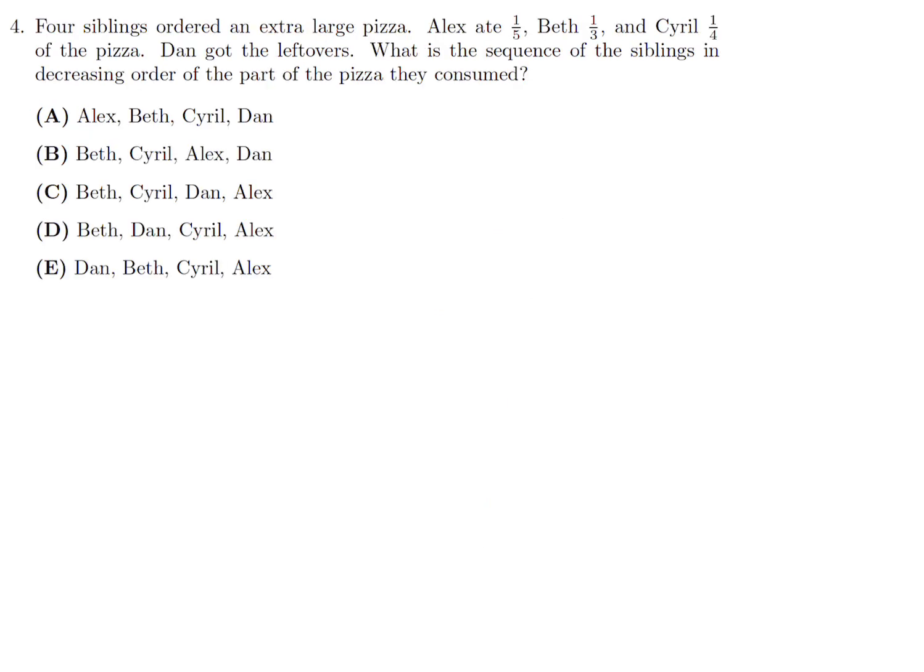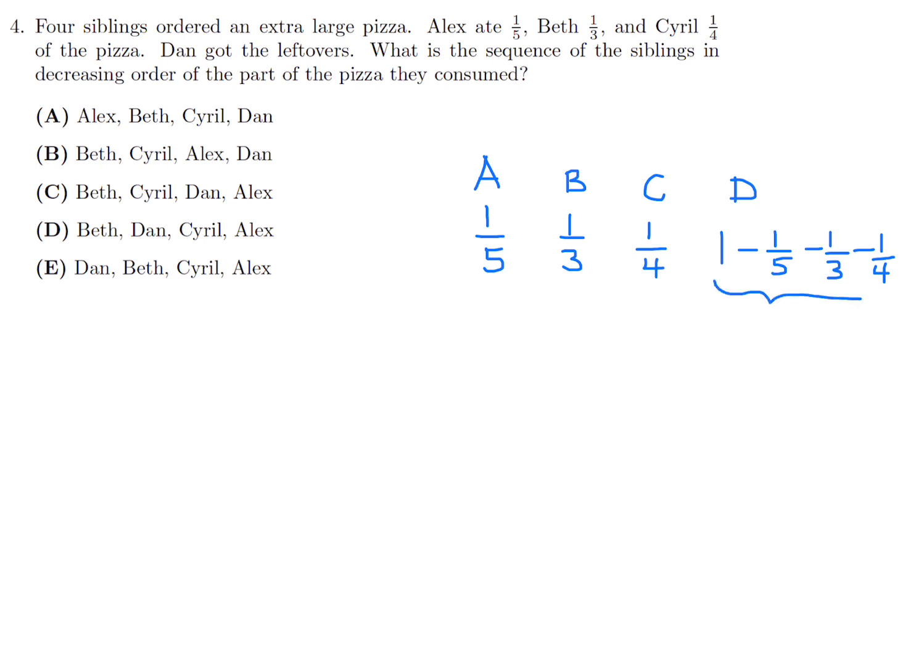4 siblings ordered an extra large pizza. Alex ate 1/5, Beth 1/3, Cyril 1/4 of the pizza. Dan got the leftovers. What is the sequence of the siblings in decreasing order of the part of the pizza they consumed? So Alex is 1/5 of the pizza, Beth is 1/3 of the pizza, Cyril is 1/4 of the pizza, and Dan obviously is the remainder, which is 1 minus 1/5 minus 1/3 minus a quarter. And when you do this math, you get D's proportion to be 13 over 60.